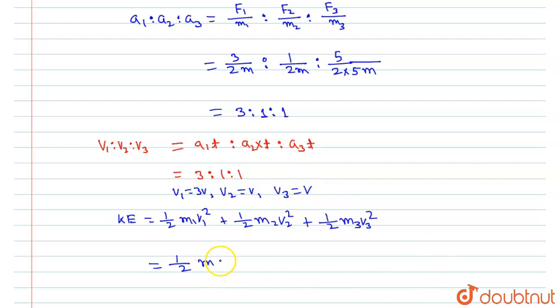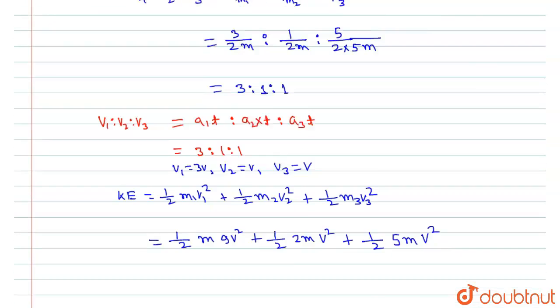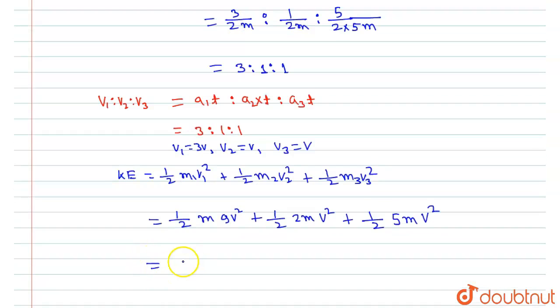So this is 3v whole square, means 9v square, plus 1 by 2, this m2 is what? 2m. So 2m into v square, plus 1 by 2 and 5m into this v square we can write. Clear? So from here we can write this is equal to 16 into 1 by 2 m v square. This is what kinetic energy.